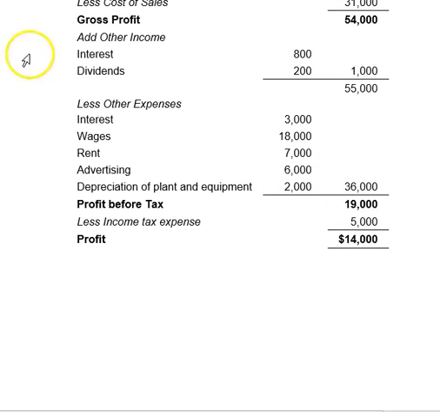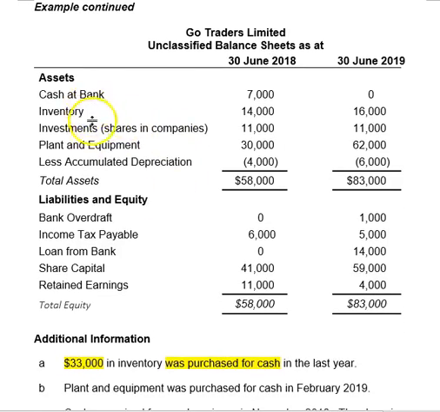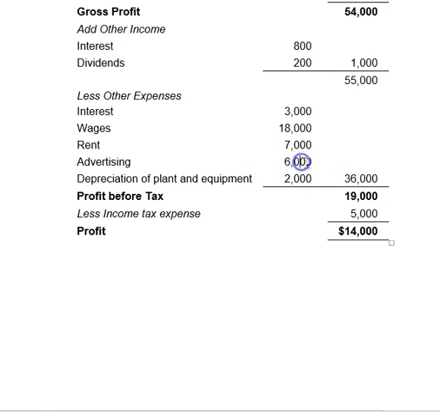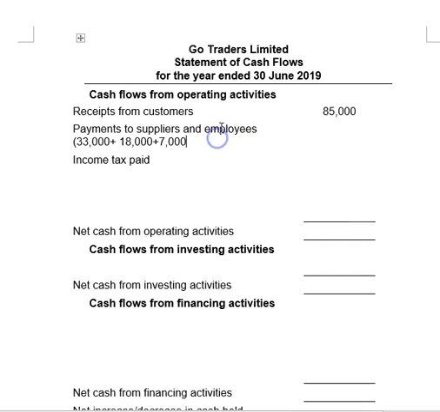Now we will look at the other expenses. Okay, now we have advertising expenses of 6,000. Same thing, you have to go to your balance sheet to see whether there is any prepaid advertisement or any accrued advertising expense. Since there is no prepaid advertising and accrued advertising, we can straight away take this figure over here, which is 6,000. So this 6,000 is the amount that we have used and paid during that year. So under payments to suppliers and employees, you have to add another 6,000.